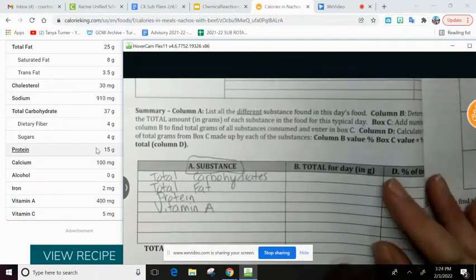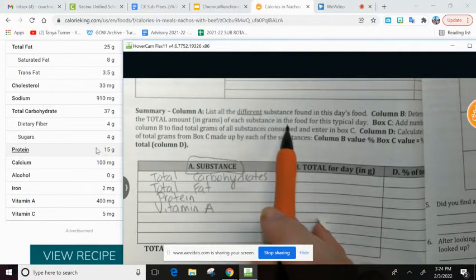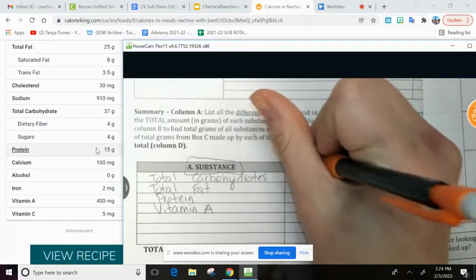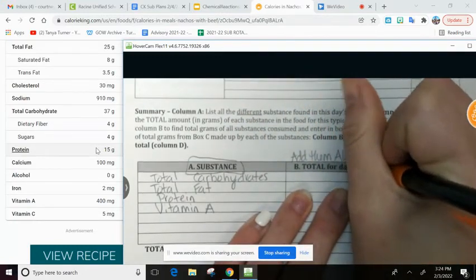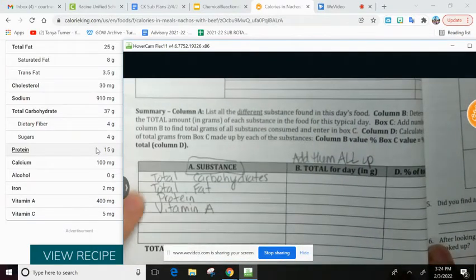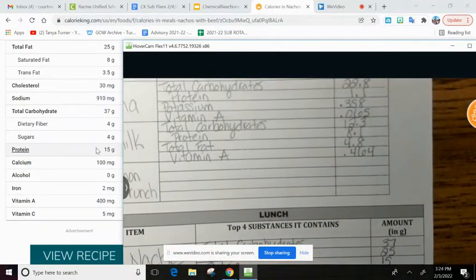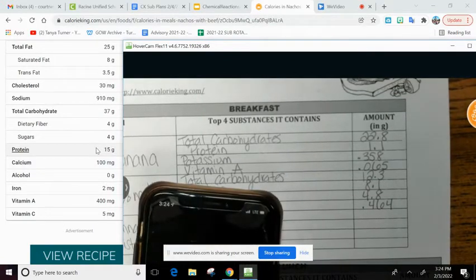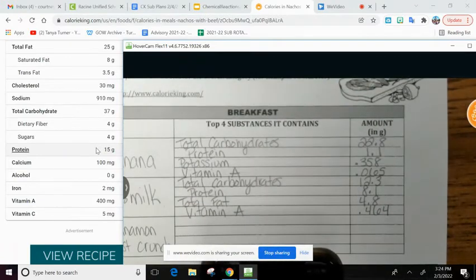And then in column B, you're going to determine the total amount in grams for each substance in the food for this typical day. So you're going to need to take the total carbohydrates and add them all up from every single thing you ate that had total carbs. So that would be taking the total carbohydrates from the banana, the total carbohydrates from the milk, total carbohydrates from the nachos, and adding them all up. And then if you continued, obviously you'd have to keep adding them. So we would be taking total carbohydrates, 22.8 from the banana, plus 12.3 from the 2% milk plus 37 from the nachos.